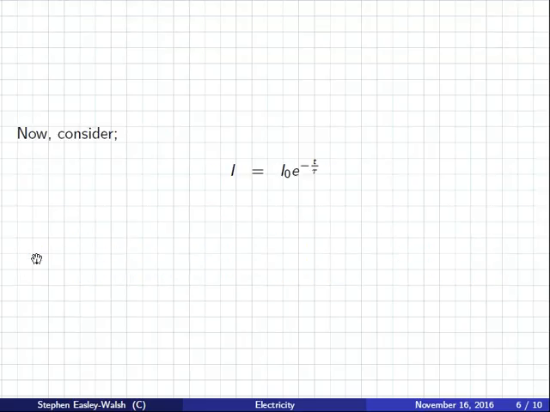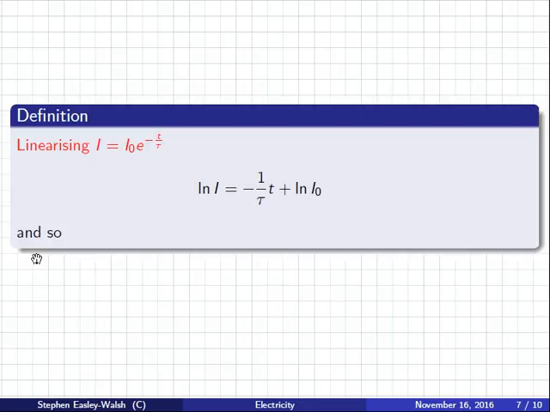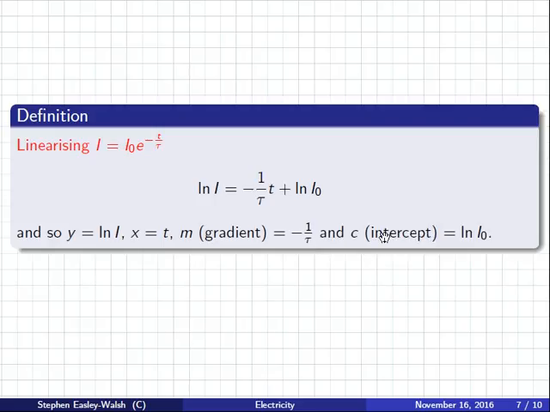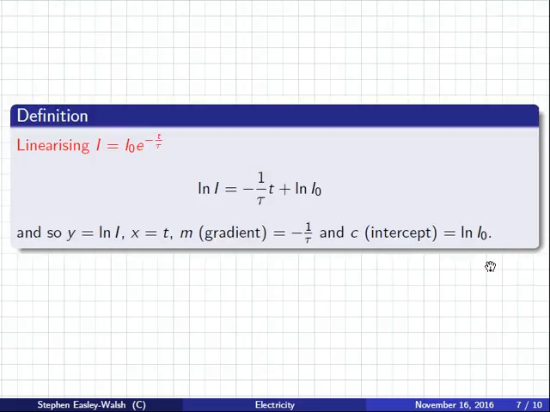So, if you have this formula, what happens when we put a log on both sides? I just showed you, you end up with this formula. Where, as you said, this is like m and this is like c. So, if y equals log I and x equals t, the slope is like minus 1 over tau, and the c is like log I0, but you said that earlier. So, there's nothing new here, we talked about that earlier.